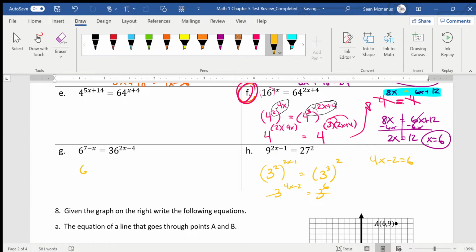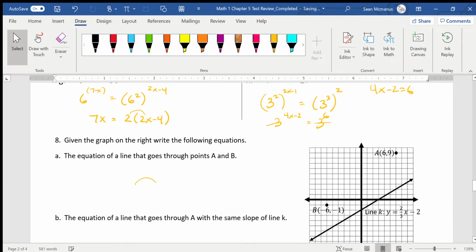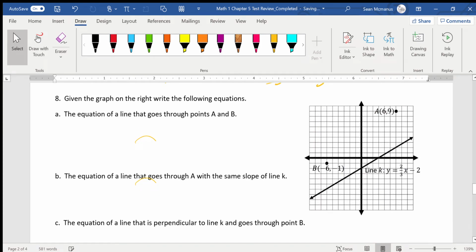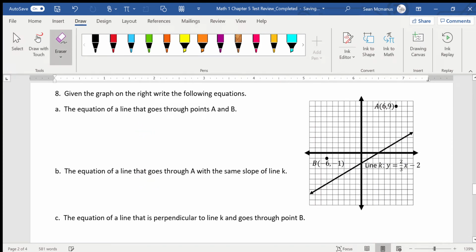Just to set these up for you, this would be 6 to the 7 minus x. 36 is 6 squared to the 2x minus 4. So that's how those would be set up, and over here you'd have to distribute and then solve. I don't want to take tons of time redoing the same type of thing.